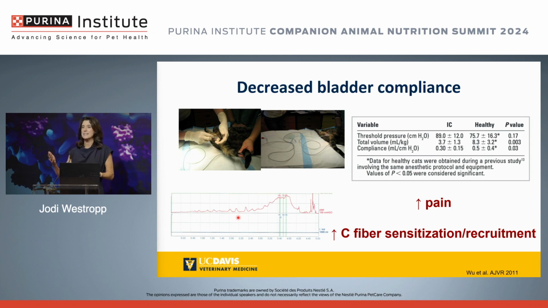And clearly, right, we see these cats, one pattern is they void small amounts of urine frequently, so that fits. Now, this could be due to the fact, as I mentioned, some of them had very non-compliant bladders due to fibrosis, but also the possibility of increased pain, so a lower pain threshold, due to, again, those increase in C fiber sensitization and recruitment, so the detrusor muscle is going to fire a little bit earlier.